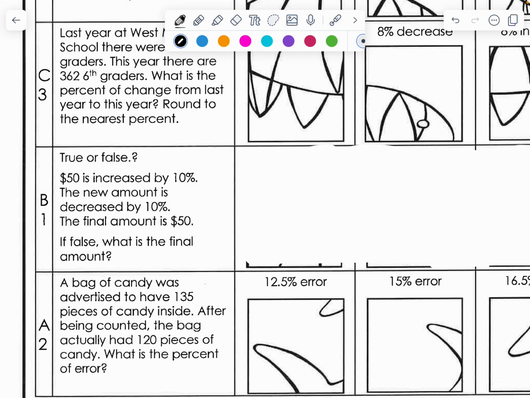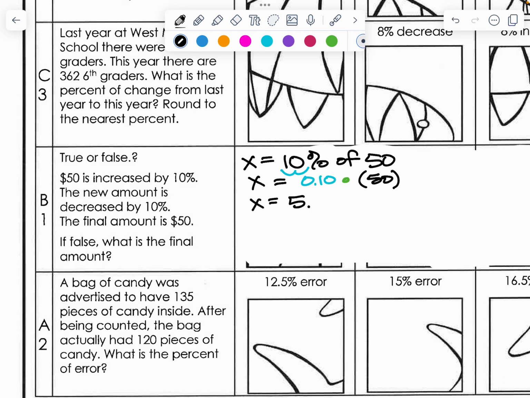$50 is increased by 10%. So don't we need to know what 10% of 50 is? I need to know that first. And our last lesson knows that of means to multiply, and we always write our percent as a decimal. So that'd be 0.10 times 50. All right. If you do that, you get the amount would be $5.